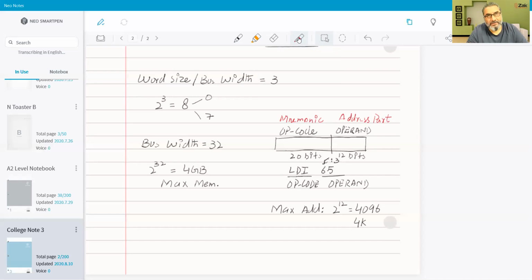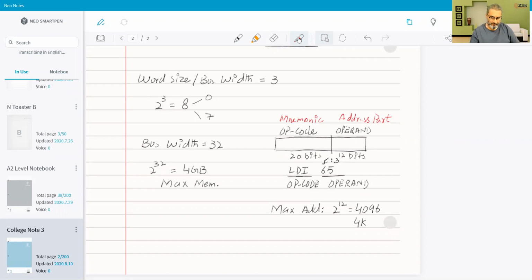There are two types of instructions. If you look at them, either they are just the opcodes with no operand, or they have both opcode and operand. In any case, every instruction is divided into two parts, opcode and operand. Operand is the address part. So the maximum address that you can access is basically 12 bits. The first 20 bits will be taken by the command itself, the mnemonic or the opcode, and the later 12 bits are for the address part.